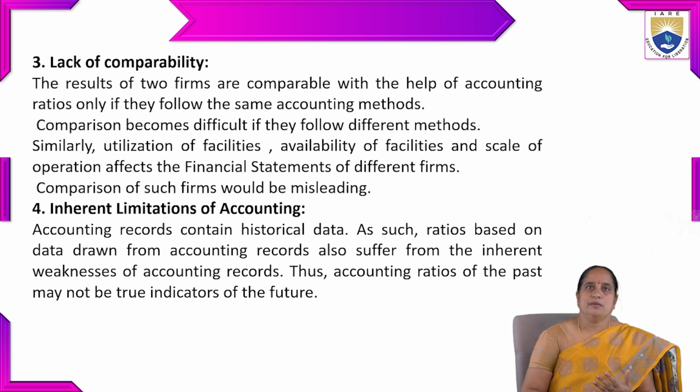And next, inherent limitations of accounting. Accounting records contain historical data. As such, ratios based on data drawn from accounting records also suffer from the inherent weaknesses of accounting records. The accounting ratios of the past may not be true indicators for the future, because whatever limitations there are with the accounting, as we take the financial data from various financial statements, the same data is used in the computation of ratios. So the same limitations are inherited even in ratio analysis.